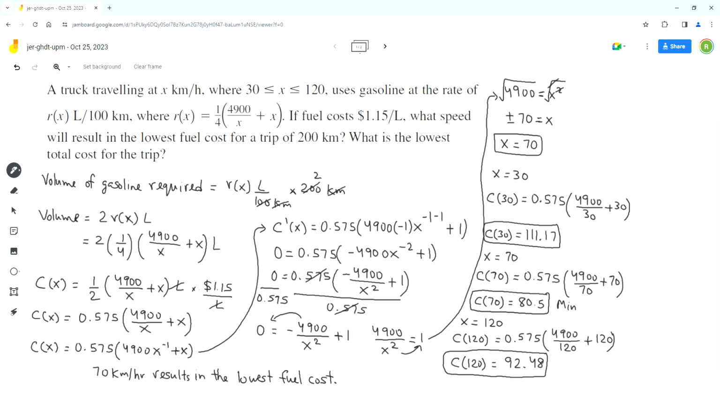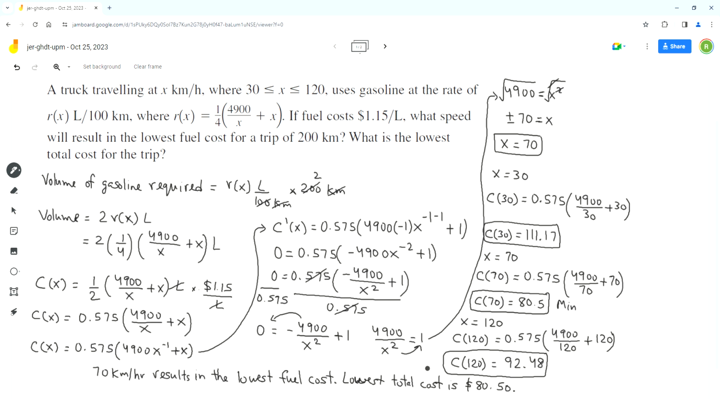Now the second part is, what is the lowest total cost for the trip? And the lowest total cost is $80.50, because that's the value of the C of x function we got. So this should be the final answer for the second question in the problem.